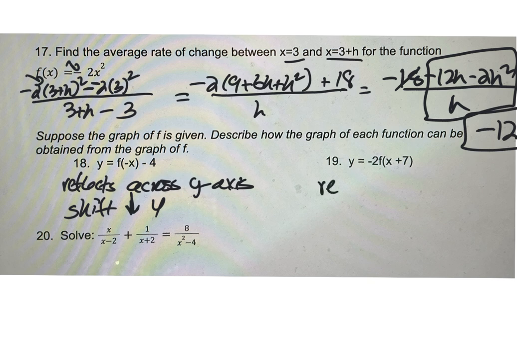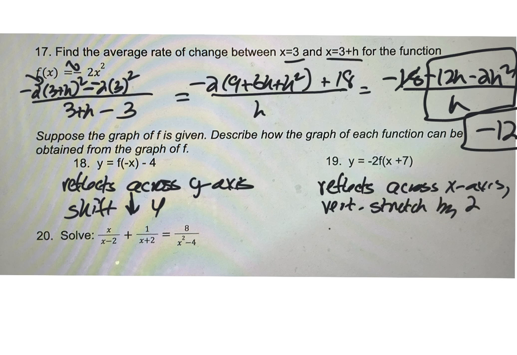19, the negative's outside, so it reflects across the x. That's the first thing. I usually go left to right when I do these, which is what I'm doing right now. The 2 is a vertical stretch by 2. And the plus 7 is a shift left 7. Opposite what you think.